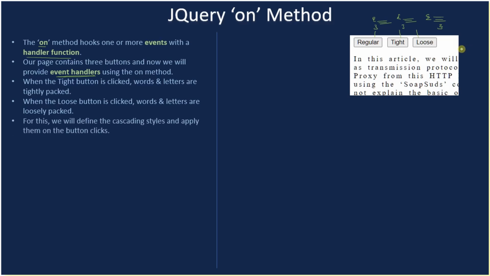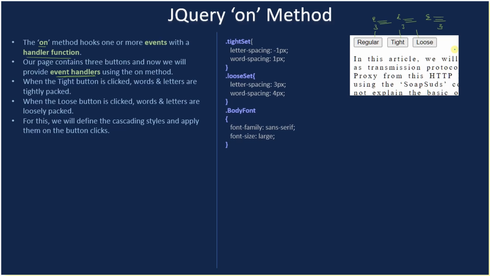For this, we will define the cascading styles and apply them on the button clicks. If you look at here, first we have a body font. That defines the default font setting for the document. All the paragraphs will be in sans serif font and the font size will be large. On your machine, if you don't have sans serif, then you can use an available font instead of sans serif.